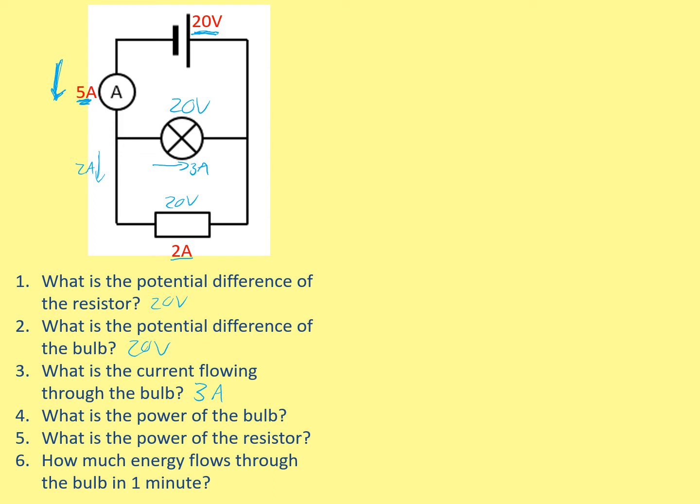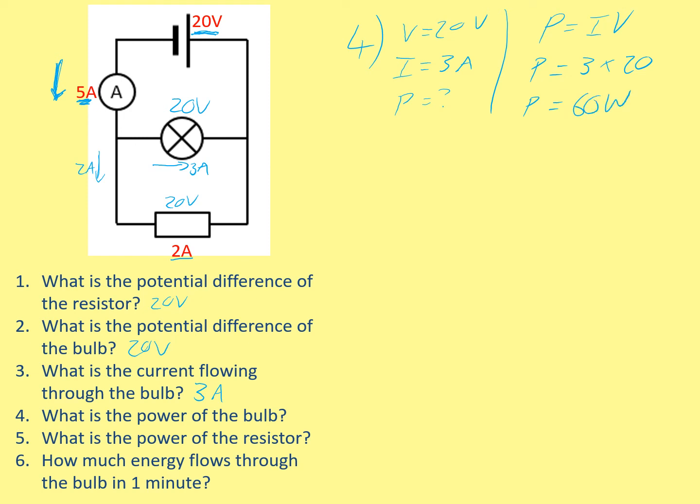What's the power of the light bulb? What do I know about the light bulb? I know that the potential difference is 20 volts. I know that the current is 3 amps. And I want the power. Draw a line. So our equation that's got potential difference in it, current in it, and power in it: P equals IV. If you don't know them, try and memorize those equations. P equals I, which is 3, times V, which is 20. So therefore the power is 3 times 20, 60 watts. So the answer is 60 watts.